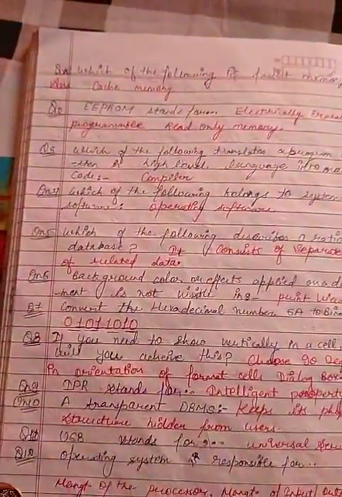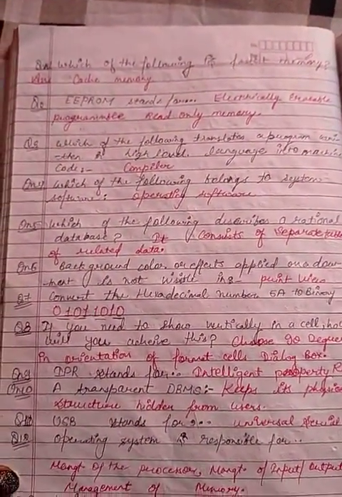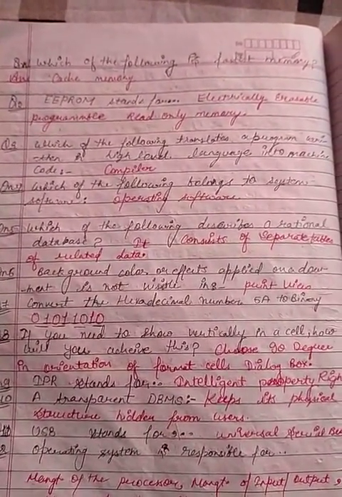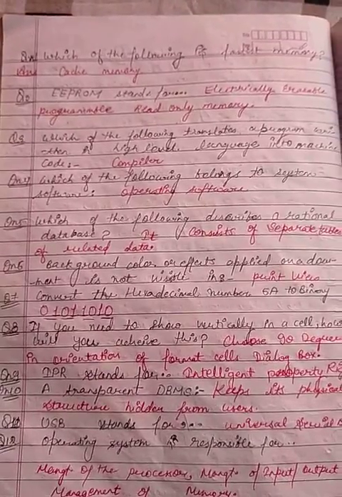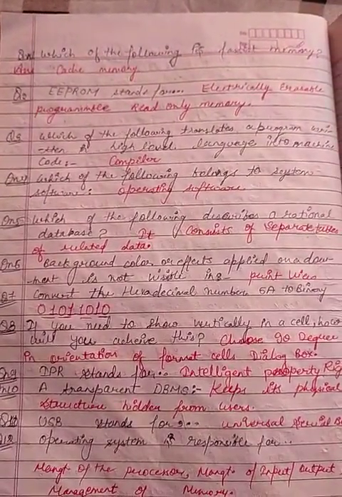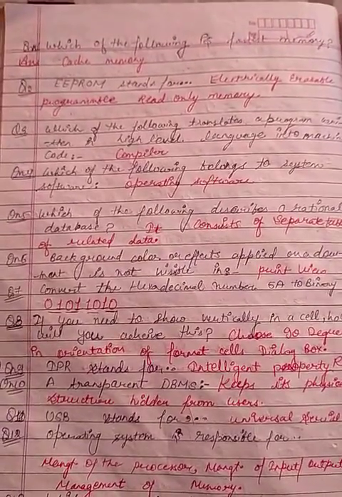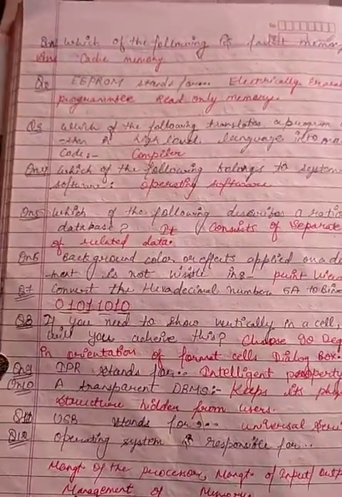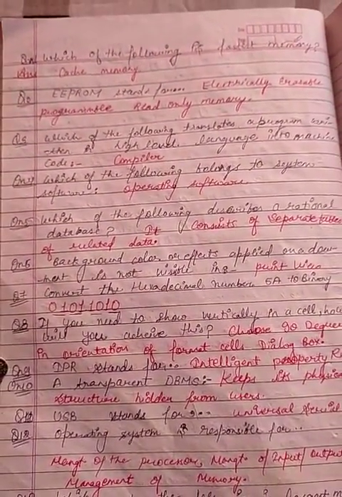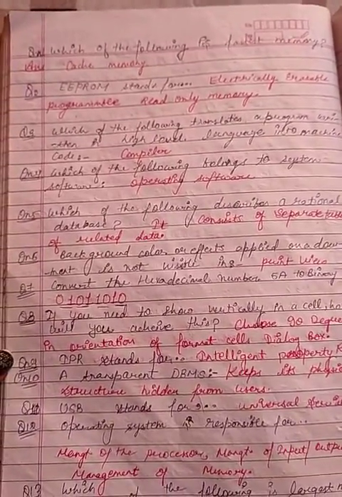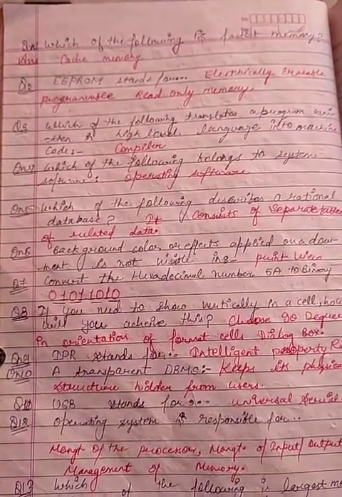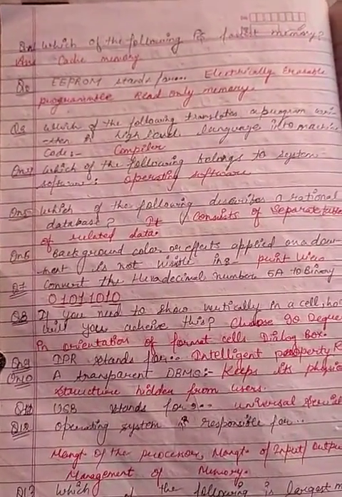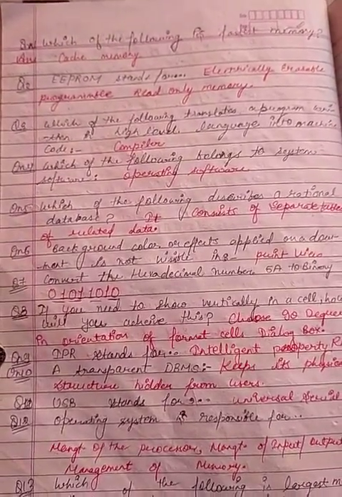Which of the following is the fastest memory? This is cache memory. EEPROM stands for electrically erasable programmable read only memory. Which of the following translates a program written in a high level language into machine code? Compiler. Which of the following belongs to system software? Operating software. Which of the following describes a relational database consisting of separate tables of related data? Background color or effect applied on a document is not visible in print view. Convert the hexadecimal number 5A to binary.